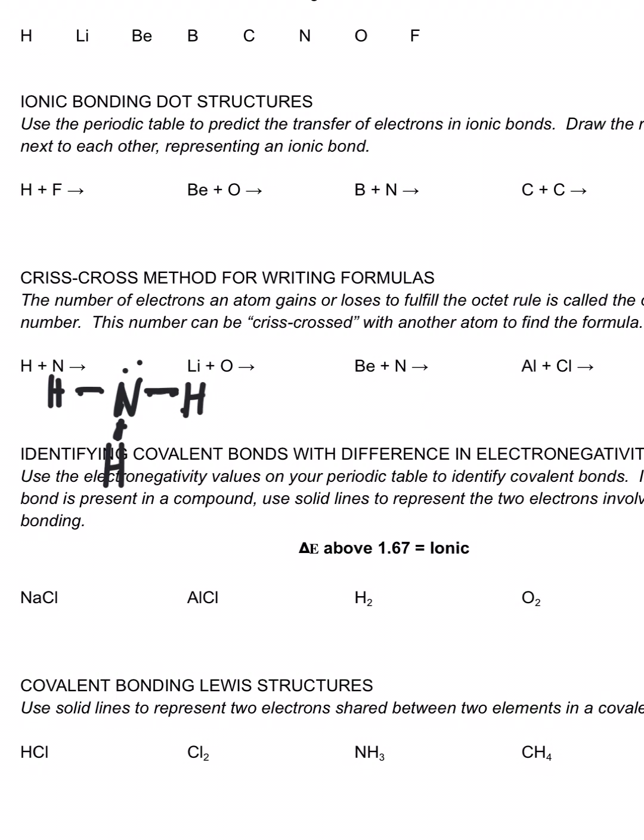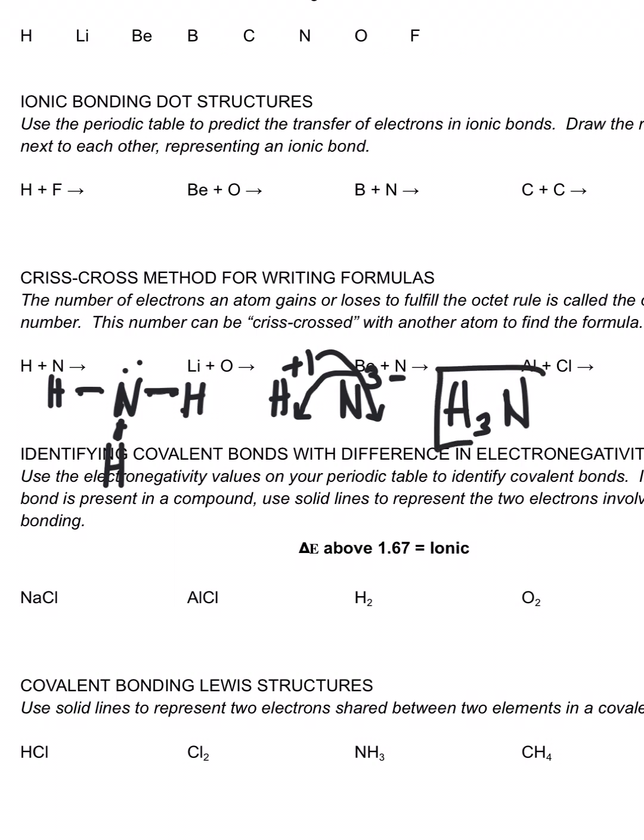Here's what I do for the formula. You just take the hydrogen oxidation number, which is +1, and nitrogen is 3 minus, right? And you crisscross the numbers. You put this number here, and you put this number here. So you get H3N. That is the formula when hydrogen bonds to nitrogen.